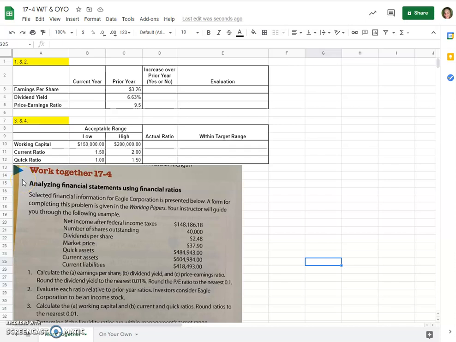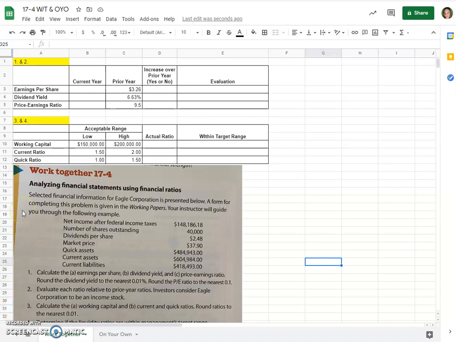In this video, I'll be going over our accounting work together, problem 17-4, on the topic of analyzing financial statements using financial ratios. This is from our Century 21 Accounting Textbook, edition 10E by Gilbertson, Lehman, and Gentene. So all credit to them for this problem and for the text that it's in.